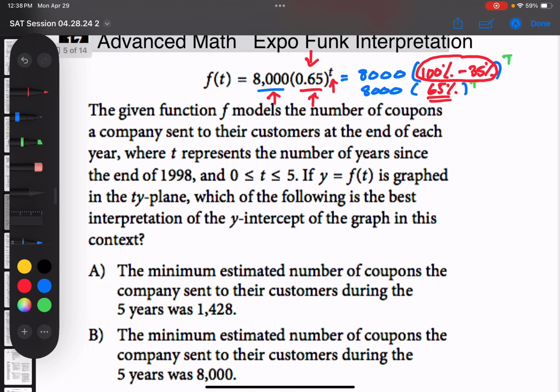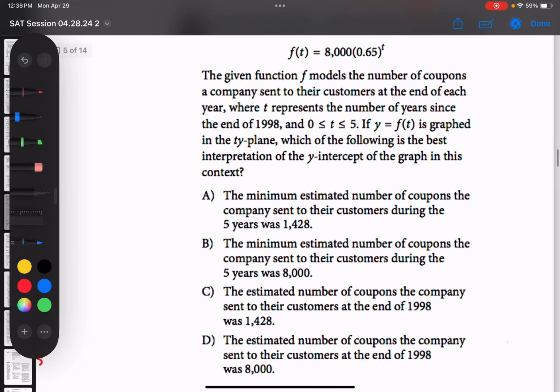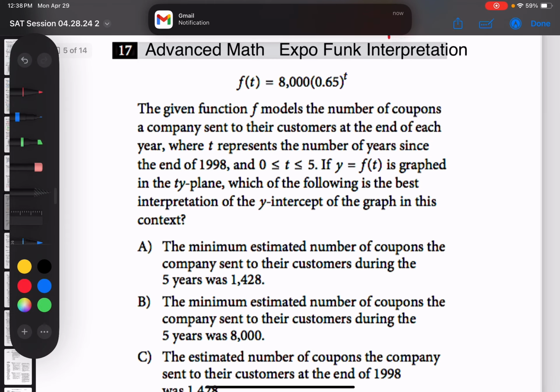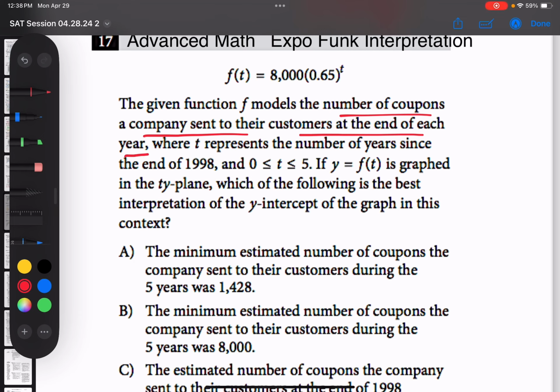But let's take a look at the rest of the business that we're seeing here. We notice that the answer choices are wordy. So basically, they're going to ask us if we understand what we're seeing as a formula. All right, let's go into the question. The given function f models the number of coupons a company sent to their customers at the end of each year.